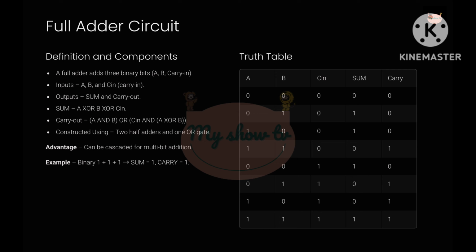Example: A equals 1, B equals 1, C in equals 1. Sum equals 1, carry equals 1. Result is binary 11. Advantage: can be connected in series to perform addition of multibit numbers, like 4-bit adders used in CPUs.